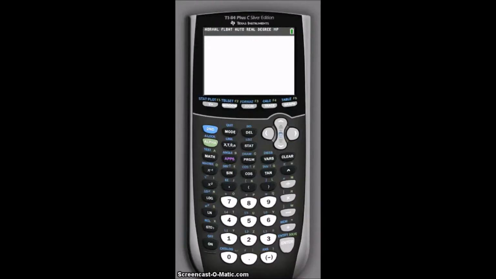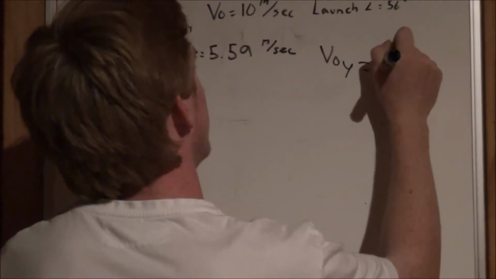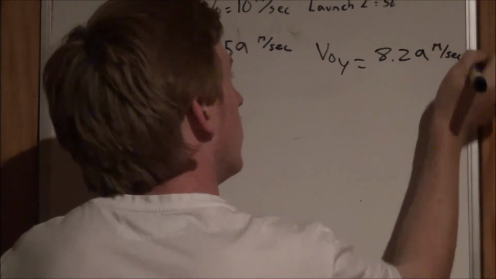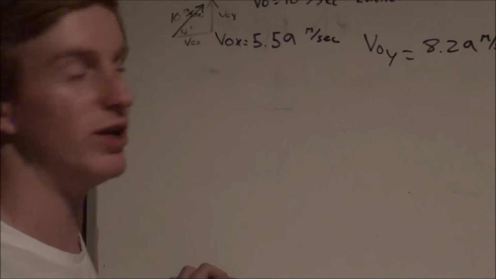Similar to before, we still use 10 meters per second as our initial velocity. Instead, now we multiply it by sine 56 because we're now finding the vertical velocity. This gives us 8.29 meters per second. Now that we have figured out that our vertical velocity is 8.29 meters per second, we can calculate the change in velocity from the apogee to the golf ball hitting the ground.